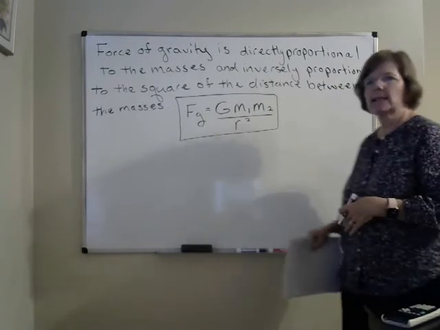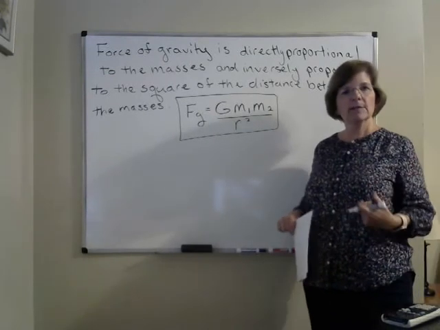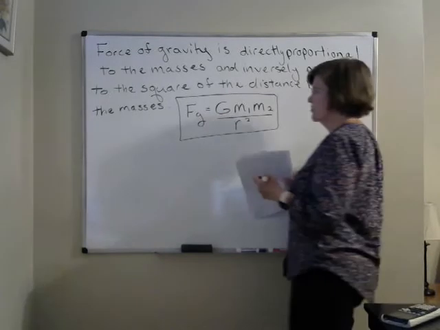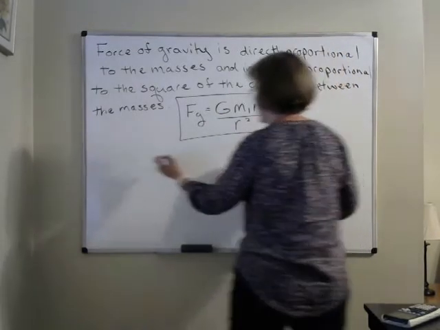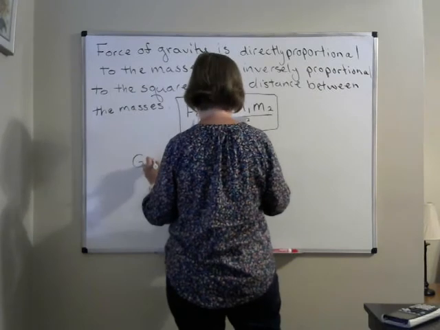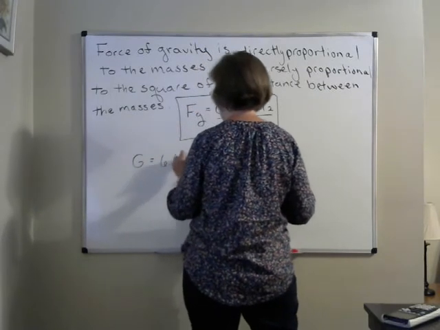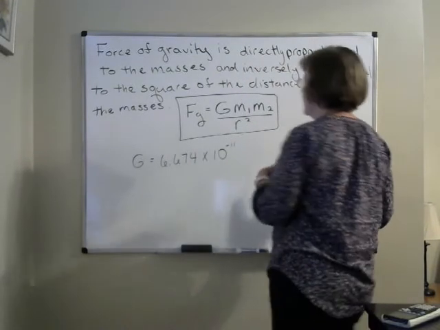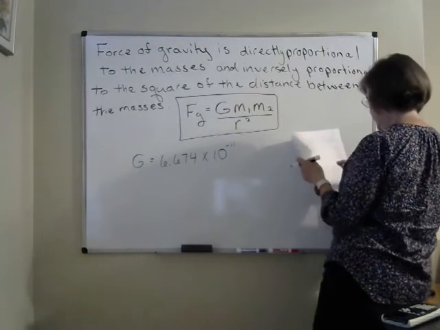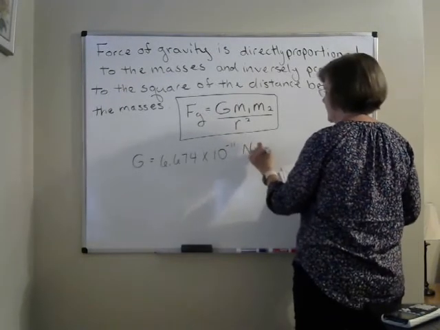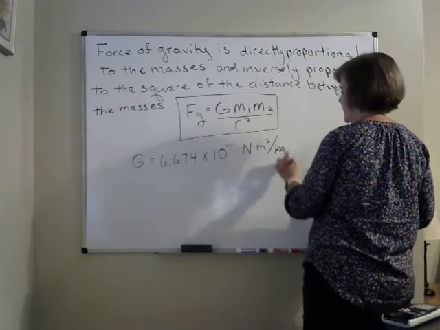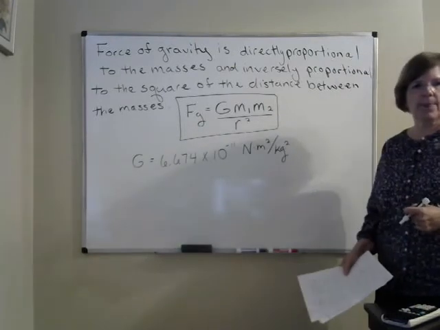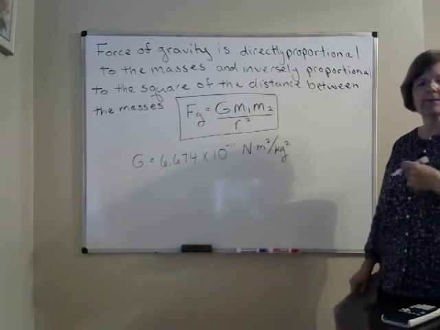It not only explains why apples fall to the earth, it also explains why the moon orbits the earth. Henry Cavendish calculated G, and G was equal to 6.674 times 10 to the negative 11. The units are so that this will come out in newtons, so we get Newton meter squared per kilogram squared. It's a really small number, 6.674 times 10 to the negative 11.